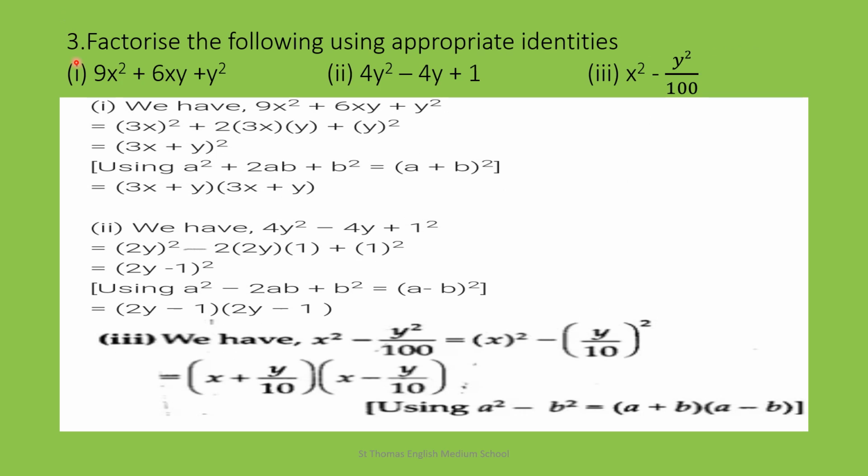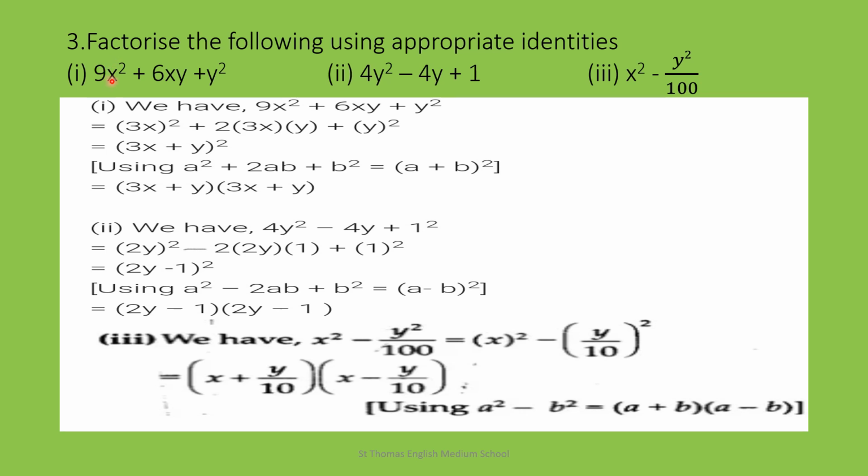Question number 3. Factorize the following using appropriate identities. In that question number 1, 9x square plus 6xy plus y square. Look at the given polynomial. It has highest power 2, it has variables x and y, and all the terms are plus. Now you have to think about an identity with all the terms plus and a power of 2.